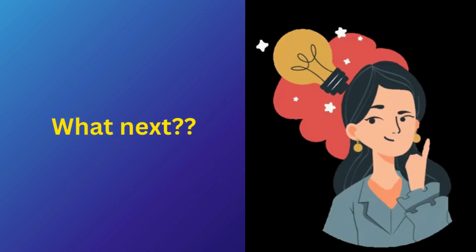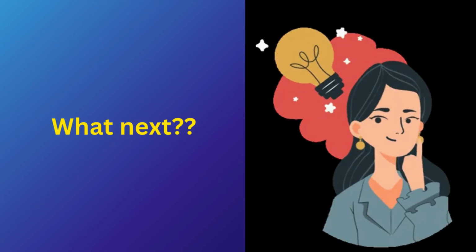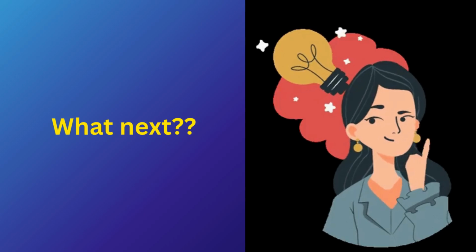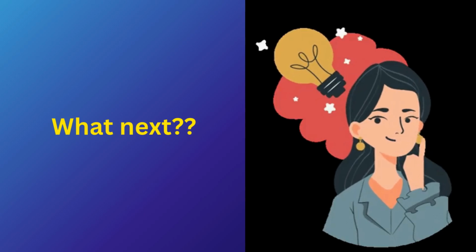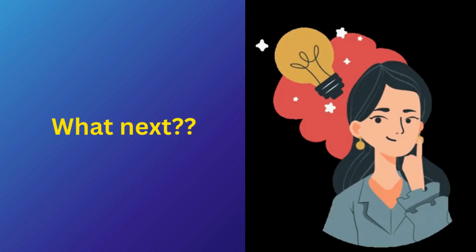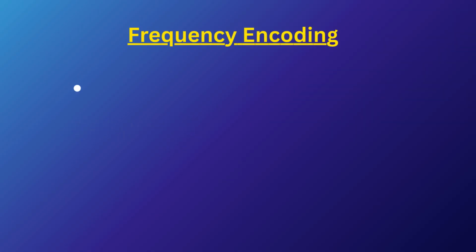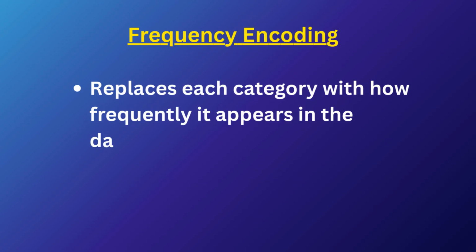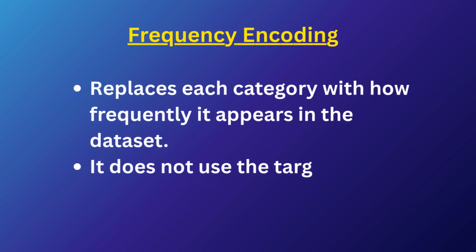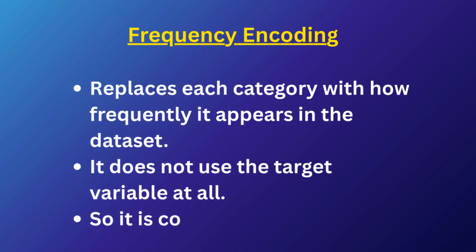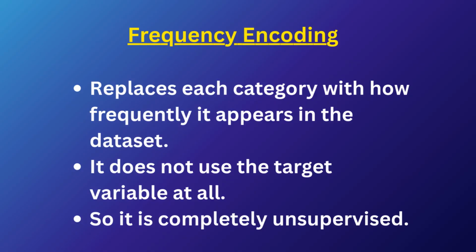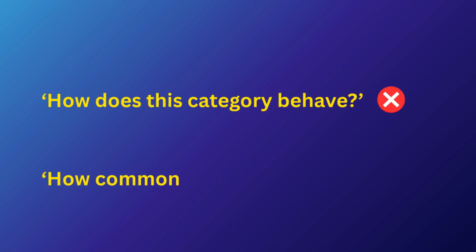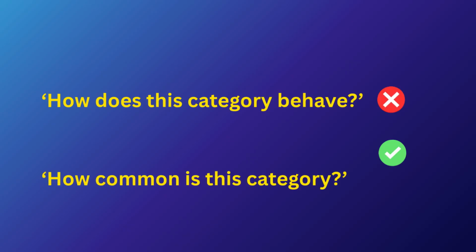Now, we have seen encoding techniques that use the target variable, but sometimes we want something simpler, something safer, something that doesn't risk leakage. And that's where frequency encoding comes in. Frequency encoding replaces each category with how frequently it appears in the dataset. It does not use the target variable at all, so it is completely unsupervised. In simple words, instead of asking how does this category behave, we ask how common is this category.